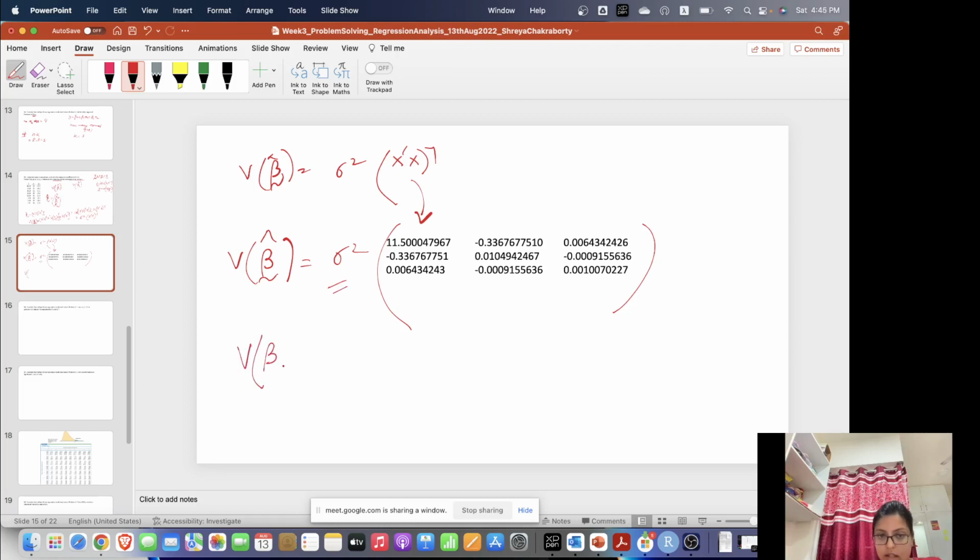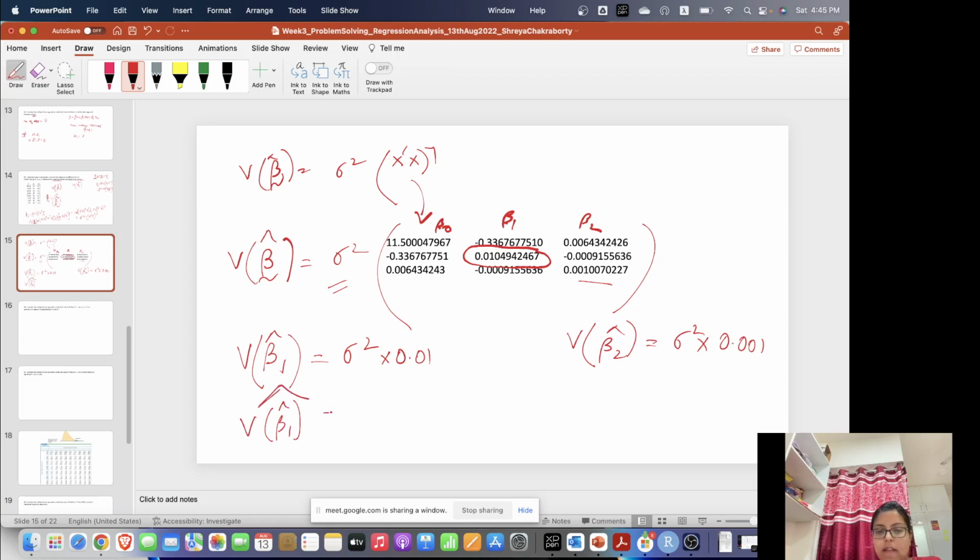Like I was saying, variance of beta 1 hat equal to sigma square into, this one was for beta naught, this one was beta 1, this one was beta 2. So this diagonal element is 0.01. Similarly, variance of beta 2 hat was this one, sigma square into 0.001. Now we don't know what is the value of sigma square. So if I have to find an estimate of the variance, then I need to find an estimate of sigma square.